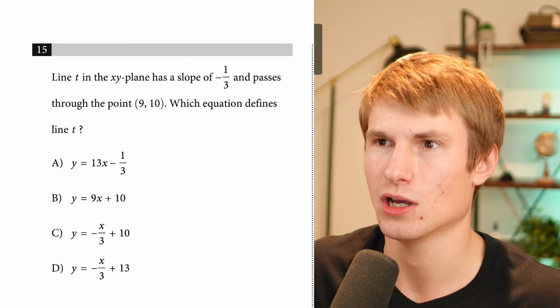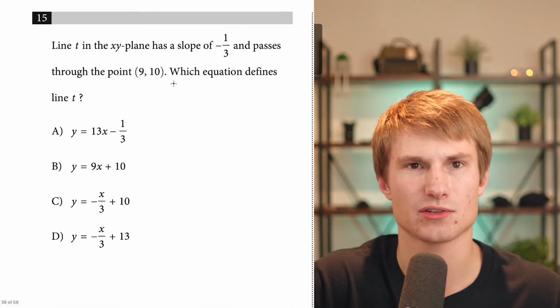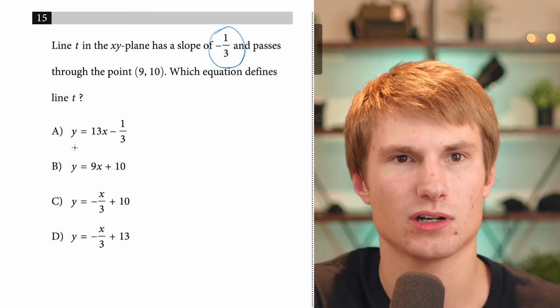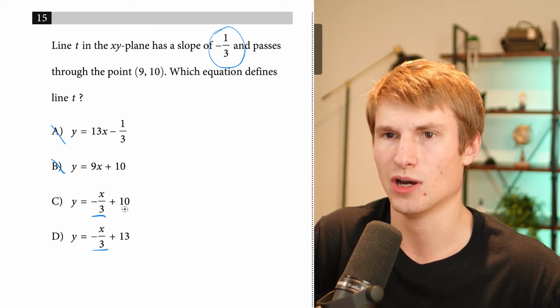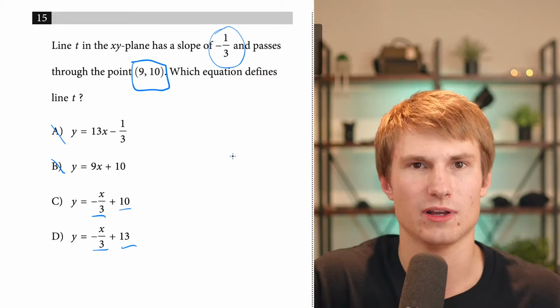And here's question number 15. So we got line T in the XY plane has a slope of -1/3 and passes through the point (9, 10). Which equation defines line T? All right, so a slope of -1/3. We've got option A and B both have the wrong slope. These two have the right slope. They have different y-intercepts. We know that we pass through the point (9, 10), and we have a slope of -1/3.